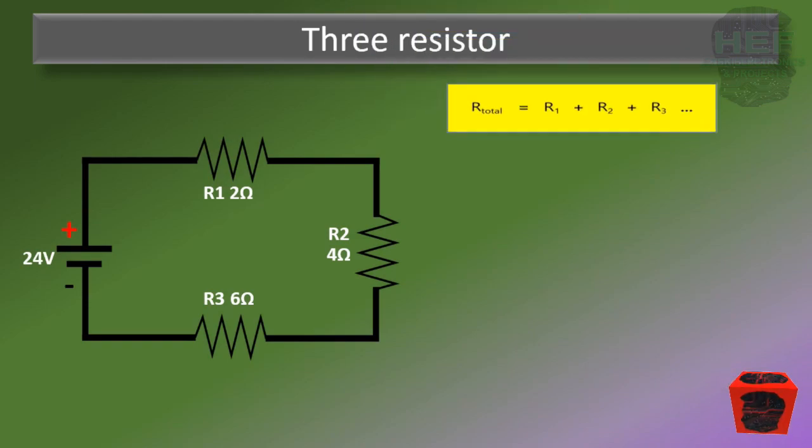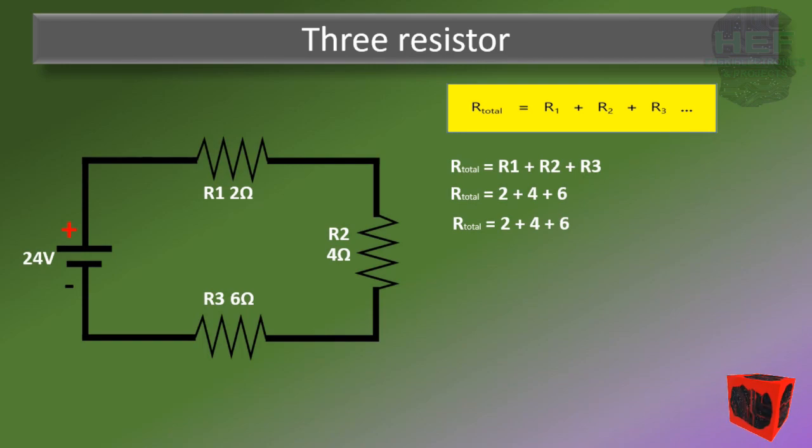Let's begin by calculating the total resistance. R1 plus R2 plus R3. That's going to be 2 plus 4 plus 6. 2 plus 4 is 6. 6 plus 6 is 12. So the total resistance in this circuit is 12 ohms.